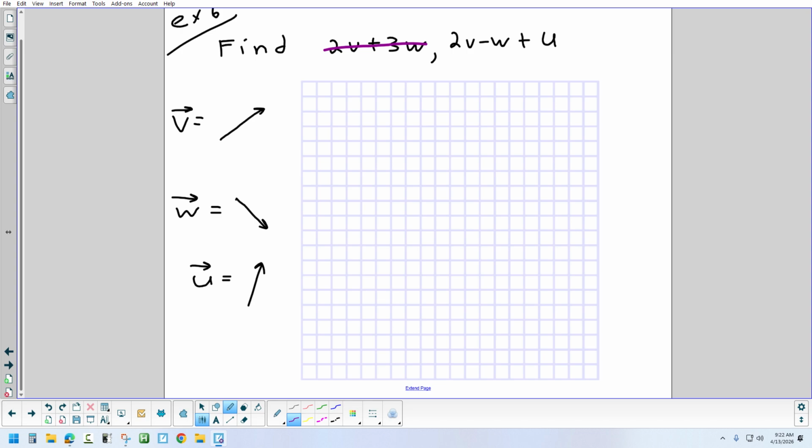Okay, let's start with 2v. So again, v is up and to the right. W is going to, when we flip that around, go to the left. But u is also up and to the right. So I have a lot of vectors that are going right, so I'm going to want to start closer to the left edge. So let's make 2 copies of that and add those together. Okay, so there's 2v. What do I need to do next?